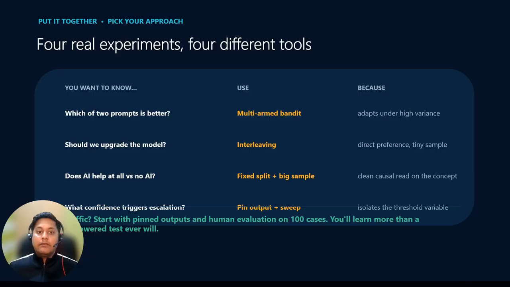And then the green line, which is for most of you, honestly, if you don't have the traffic for any of this, and plenty of good teams do not, don't run an underpowered A/B test and pretend. Okay, an underpowered test is worse than no test because it gives you false confidence with a number attached. Instead, pin your outputs, take 100 real cases, and have humans evaluate them properly. That's not a consolation prize for an early stage product, that is genuinely the highest quality signal available to you. And it takes an afternoon. Okay.